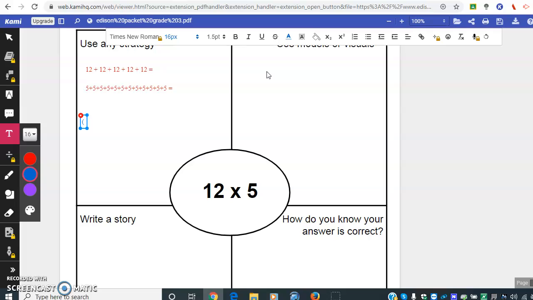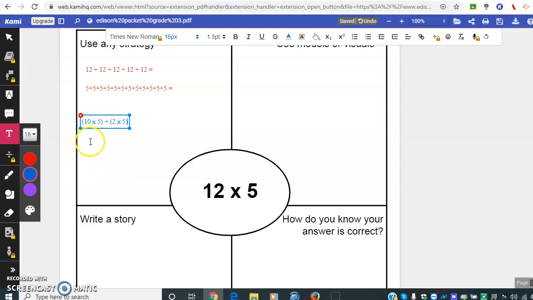We can do breaking the 12 up, breaking the 12 into a 10 times 5, sorry, plus a 2 times 5. If you would rather use that strategy works just as well, because then you do 10 times 5, 2 times 5, and then add the two answers together.